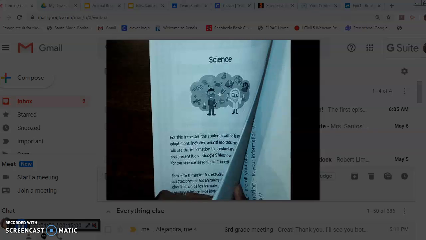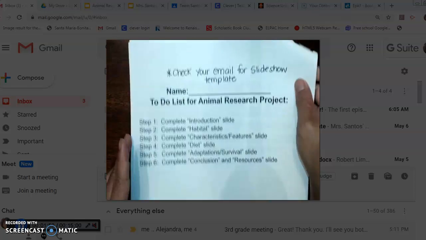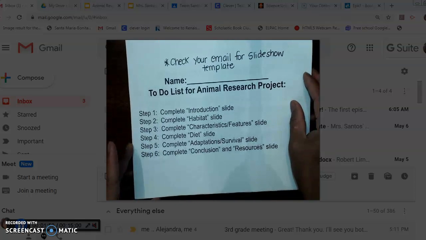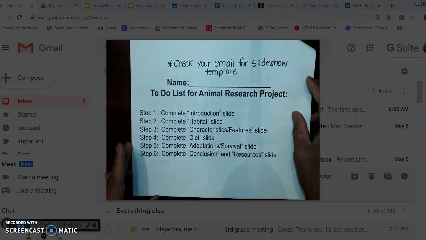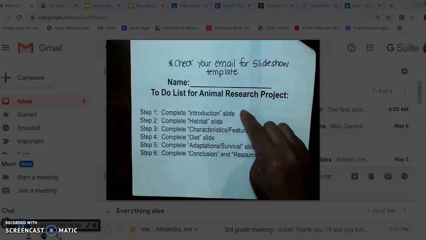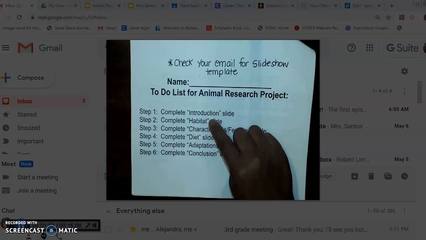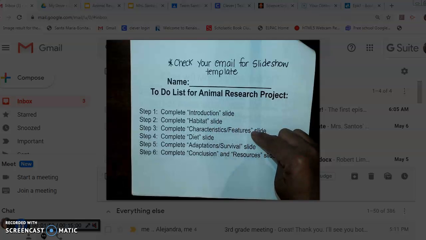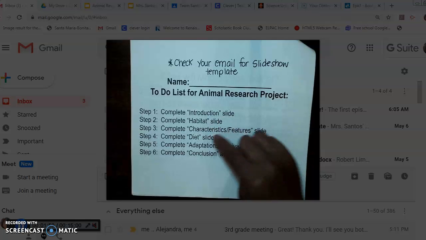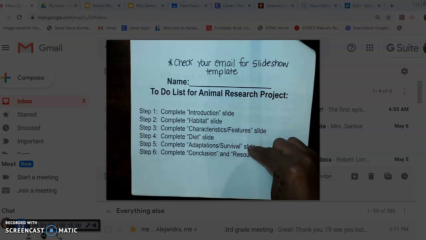Now, inside of your packet, I've given you information on what you should be researching on. Okay, so once you've chosen your animal, you are going to be researching these different pieces of information. You will be researching your animal's habitat, where they live, its characteristics and features, what they look like, their diet, what they eat, and their adaptations or their survival skills.